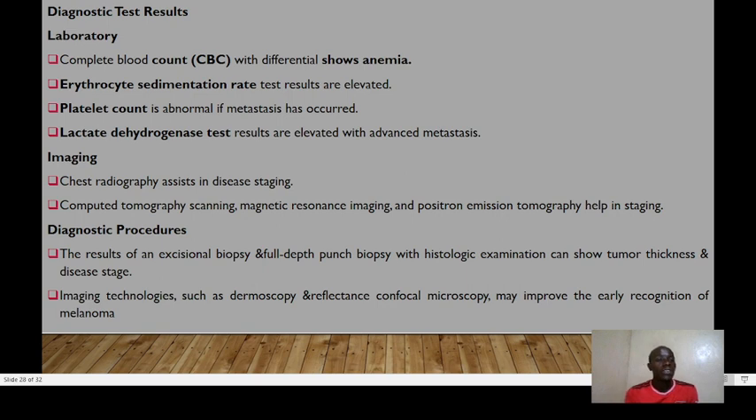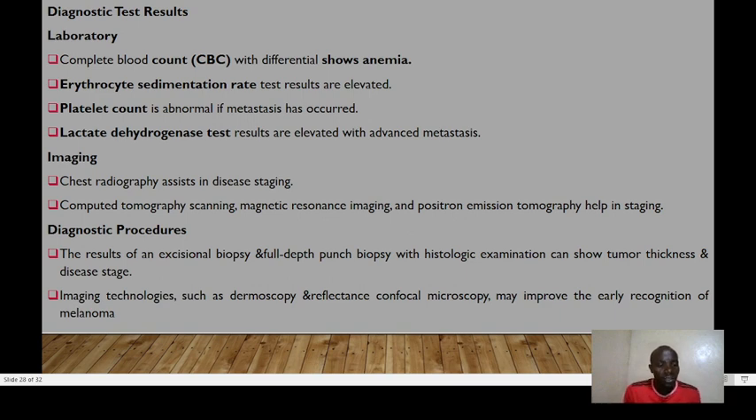In terms of laboratory, that's the diagnostic test results. Starting with laboratory, we could have the CBC, which shows differential anemia, or we could have the ESR, erythrocyte sedimentation rate, which shows slight elevation. Platelet count is abnormal if metastasis has occurred, and the lactate dehydrogenase test results are elevated with advanced metastasis. In terms of imaging, chest radiography, computed tomography scanning, magnetic resonance, and positron emission tomography will help in staging. All right.